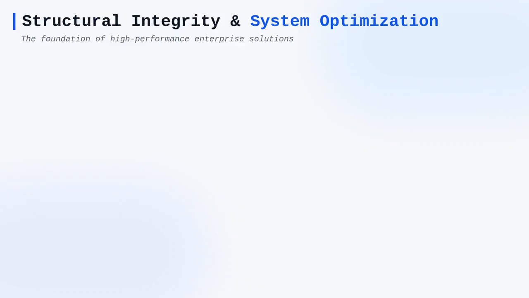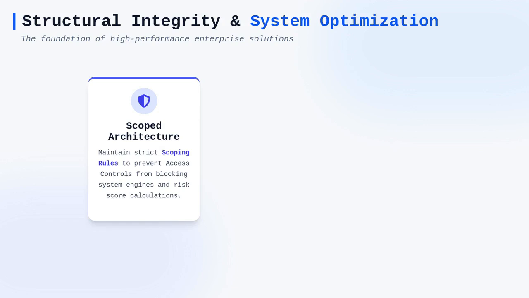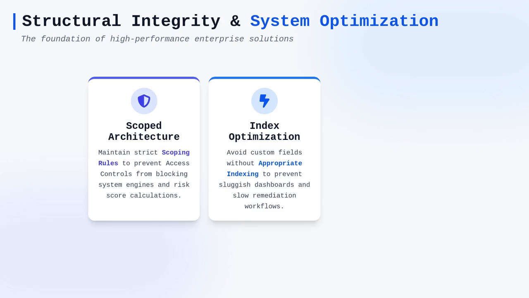Structural integrity, especially regarding index optimizations and scoping rules, is what separates a poorly performing instance from an efficient enterprise solution. We must always account for the unique way ServiceNow handles scope tables, ensuring that our access controls do not inadvertently block the underlying system engines that calculate risk scores. Field definitions across the vulnerability landscape are optimized for query performance, which means that adding custom fields without appropriate indexing can quickly lead to slow dashboard rendering and sluggish remediation workflows.